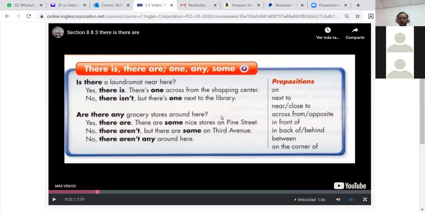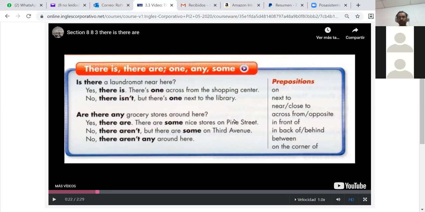Is there a bank around here? Yes, there is. There's one across from the shopping center. Another one? No, there isn't, but there's one next to the library. You can ask me another question. Are there any grocery stores around here? Yes, there are. There are some nice stores on Pine Street. No, they aren't, but there are some on 3rd Avenue. No, there aren't any around here.